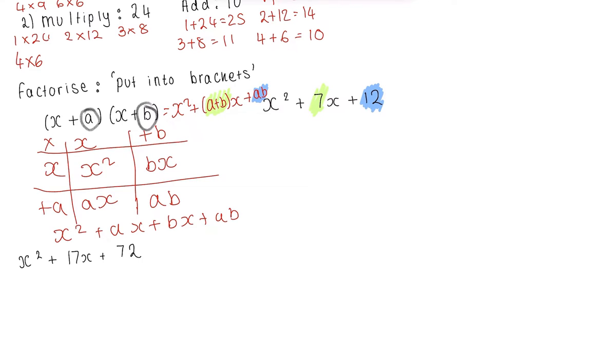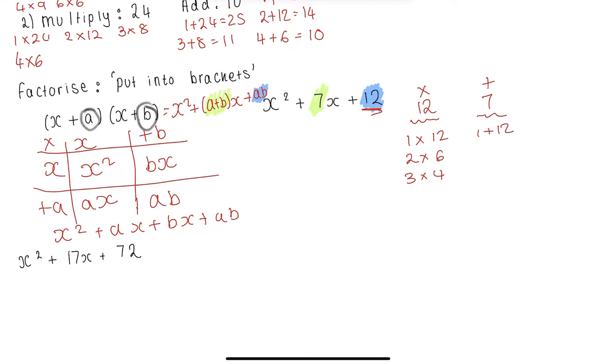So I want to find two numbers that times together to give me my last number, but add to give me my middle number. So some numbers that times together to give me 12 are 1 and 12, 2 and 6, and 3 and 4. So now let's add those factors together to see which ones add together to give me 7. Well, this would be 13, this would be 8, and this would be 7. So I can see the two numbers that times together to give me my final number, but add together to give me my middle number is 3 and 4.